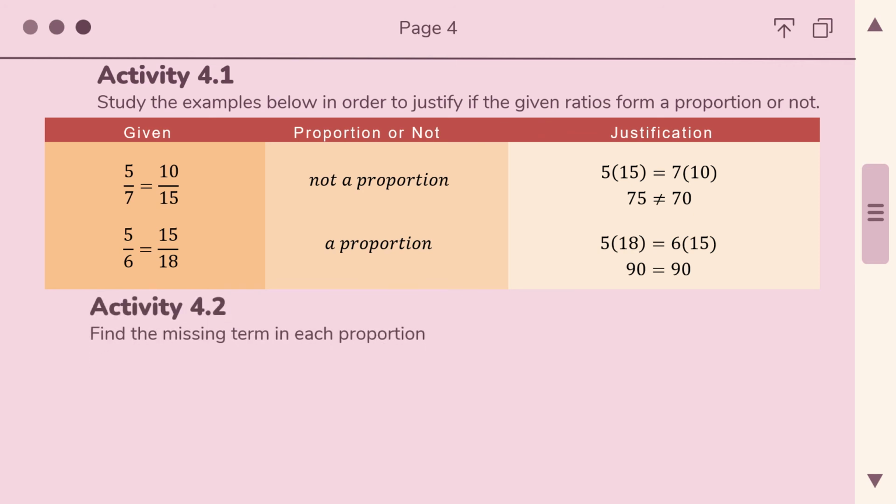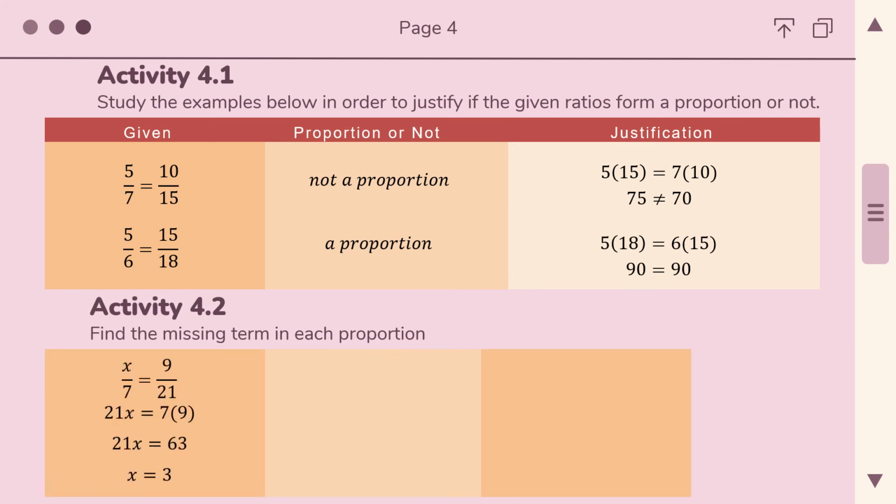With our second activity, we shall find the missing term in each proportion. Okay, first, we have x over 7 is equal to 9 over 21. We apply cross product, cross multiplication, no? Cross product or cross multiplication, the process itself. X times 21 is 21x. 7 times 9 is 63, equal to 21x. So to solve for x, we divide 21 on the left side and divide 21 on the right side. So x is equal to 3. Ganun 3? Kasi 63 divided by 21 is 3.